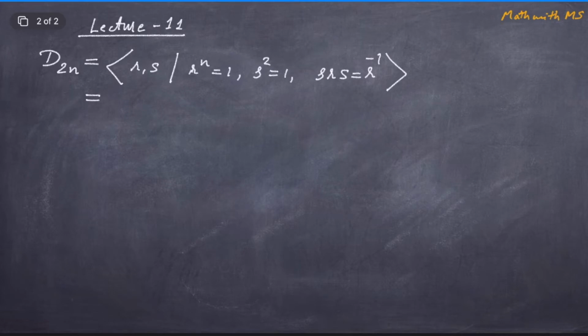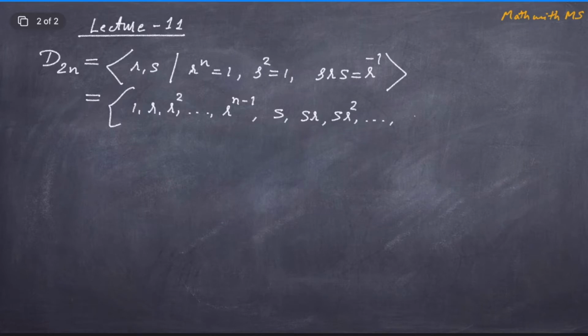So it is of order 2n and its elements look like 1, r, r squared, and so on, r to the power n minus 1, and then you multiply by s: s, sr, sr squared, and so on, sr to the power n minus 1.